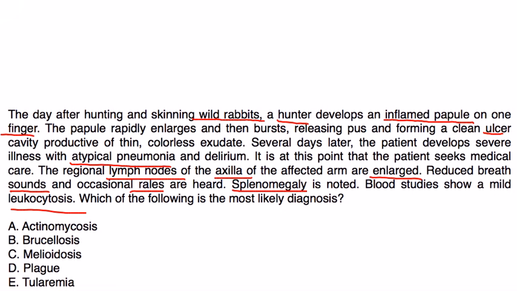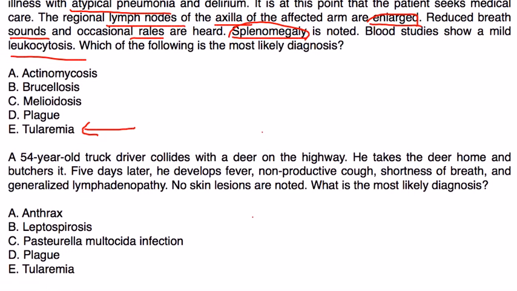Well, as you can clearly see, lymphadenopathy and splenomegaly, and even the symptoms, are quite vague. But there's a couple things that stand out. The fact that he is a hunter who was handling wild rabbits, and he's got that papule on that one finger. So that points to E. Let's go to the next one.